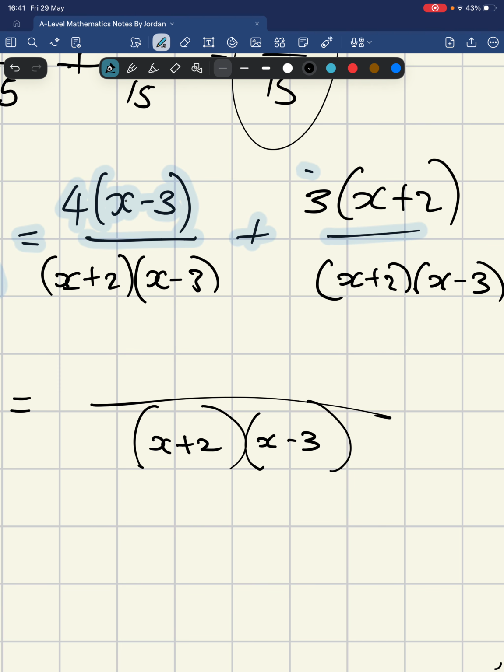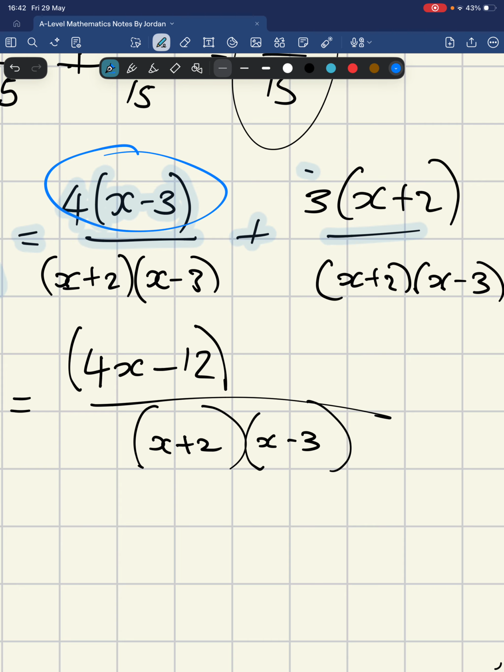So I've got 4 times by x here, which gives me 4x. I've got 4 times by minus 3. So positive times a negative gives me a negative. So 4 times by minus 3 gives me minus 12. I'm going to put that in a bracket because that is this one here, okay?